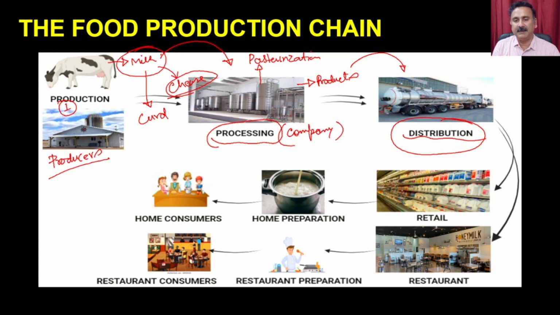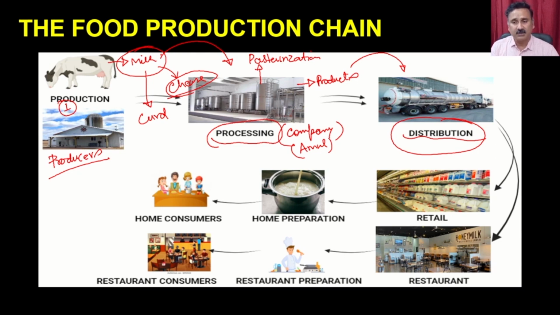And from the company, for example, Amul, right? If you go to the Amul processing unit, they will take the milk from all the farmers, and then the milk will go into the processing unit. And then from the processing unit, you can have different types of products like butter, cheese, curd, and all those kinds of things. And then they will enter into distribution.